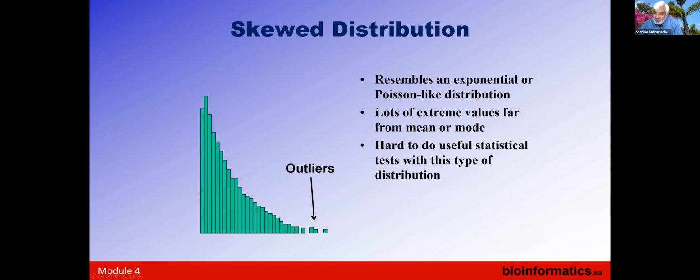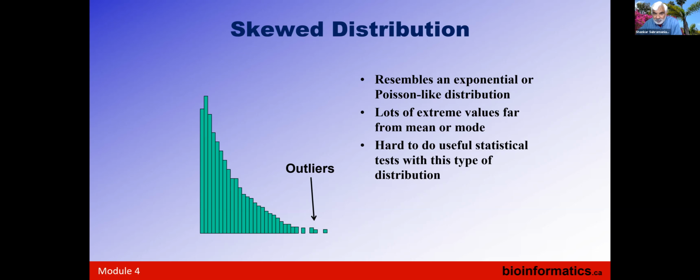What about a skewed distribution? Majority of the times, you never get a normal distribution. You get a skewed distribution, which means your distribution will look something like this, where you have a high value at some lower numbers, then it tapers off. Some samples will have low values. It resembles more a Poisson-like distribution or an exponential distribution. Lots of extreme values from the mean or mode. It's not easy to really say that you have only a mean or mode. It's very difficult to do useful statistics with this distribution. You cannot do meaningful statistics.